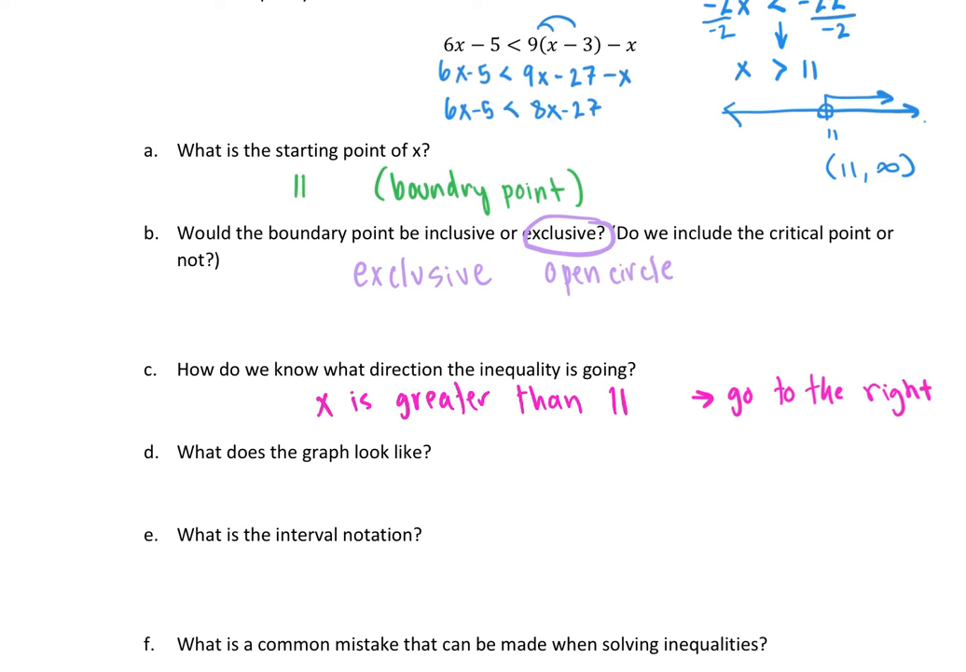Okay, so what does the graph look like? We're just going to copy and paste what we did over there. We have 11, it's an open circle, and it's the values going right. The interval notation just reads that graph. We start at 11. We do not include 11, so we use a parenthesis. And then because we go on forever, it goes towards infinity.